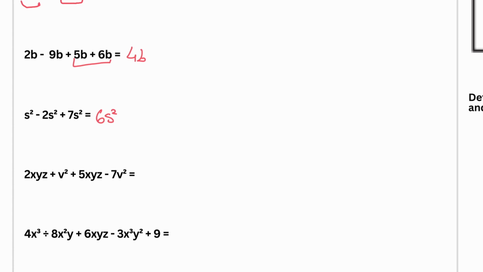Okay, let's go to the next question. I see two different variables, xyz and v squared. I could just add the similar terms. 5xyz plus 2xyz would give me 7xyz. Negative 7v squared plus v squared would give me negative 6v squared.